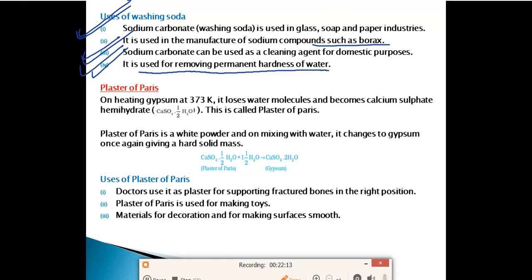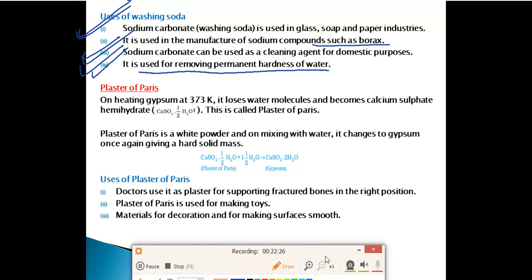So these are the 4 points which you can remember for the uses of washing soda. It is used in glass, soap and paper industry. It is used for manufacturing borax. Next, it is used in our houses as a cleaning agent, and it is used to remove permanent hardness of water.